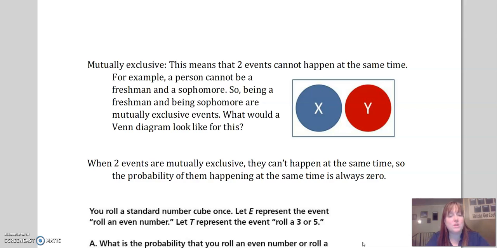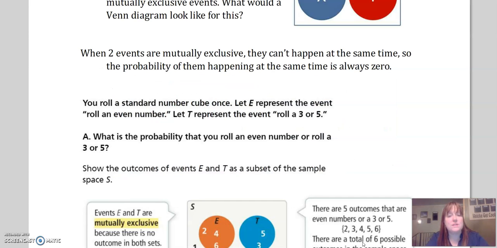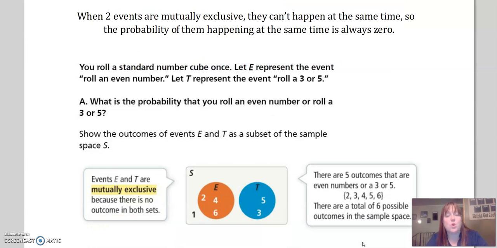So you roll a standard number cube once. E represents the event roll an even number, and T represents roll a 3 or a 5. Okay, so again, we just defined our events. We said the event E means that you rolled an even number. The event T means you rolled a 3 or a 5.